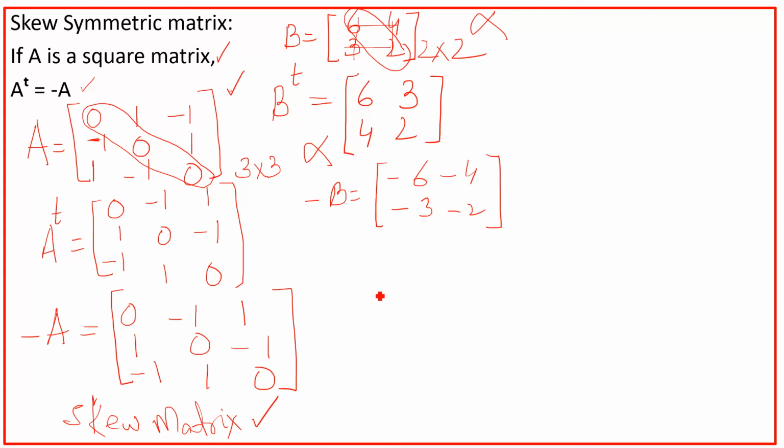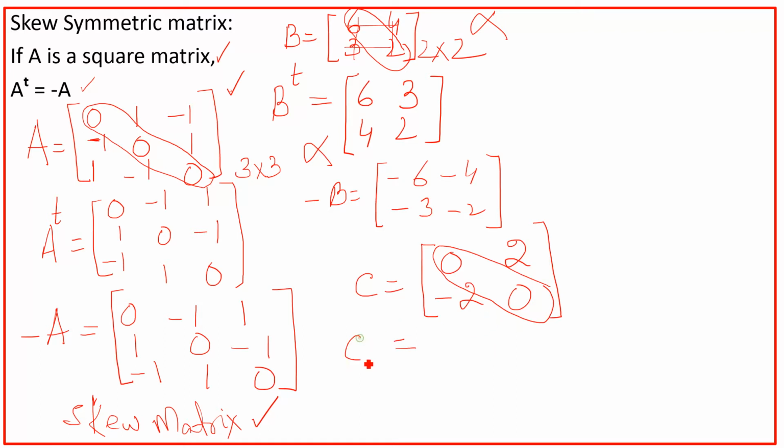Okay, now I will give you the example of a C matrix here. See, it is 0, 2, minus 2 and 0. The diagonal entries are 0. But now we have to see whether it is a skew matrix or not. So this is the original one. Take the transpose of this. It will be 0, 2, minus 2 and 0.